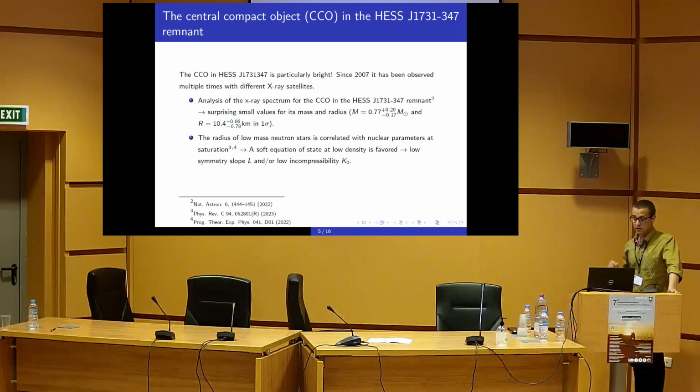In particular, the radius of a subsolar mass neutron star correlates very strongly with the slope parameter and the incompressibility of nuclear matter. So it relates to the symmetry energy, and also it relates to the curvature of symmetric nuclear matter. So the radius of such a small neutron star can be directly related to the symmetry energy properties.